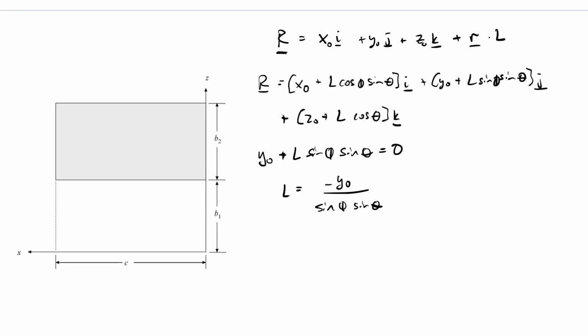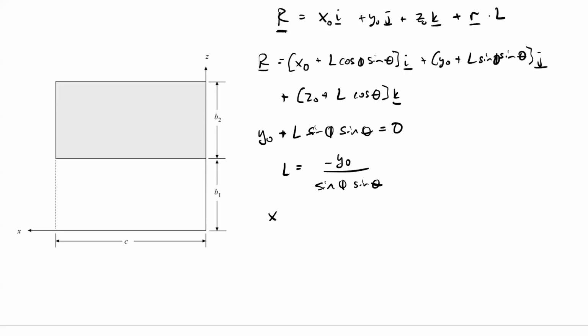Okay, so then we can use that. We now have L, and then we can plug in L and we can get the other components, right, the other intersections. So that gives us X. Our X intersection is going to be X0 plus L cosine of phi sine of theta. Z intersection is equal to Z0 plus L cosine of theta. Okay, so we have yi, or y intersection, 0. We have now xi and zi. We can solve for those, and so we have just determined the location.